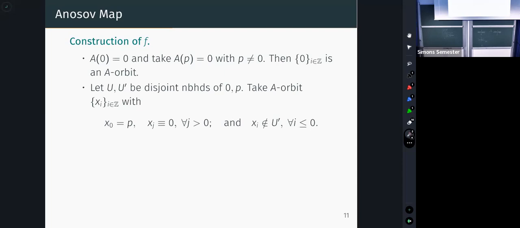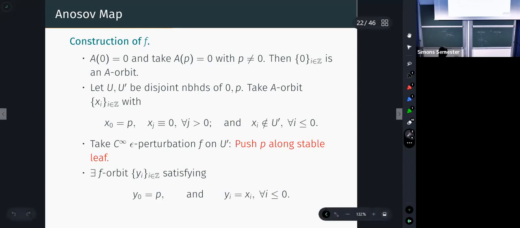Now we can make a small C infinite perturbation just in this neighborhood, because right now you have something like this, the stable manifolds. What you do is you just push along those. That means originally you map this P to zero, but composed with some pushing along the stable leaves. Here you also have the stable leaves. You preserve the stable leaves and you map your P to something here, which I will denote by Y0. And this Y0 is to be something Y1. It's on the originally stable manifold of the 0 point, and maps to here.